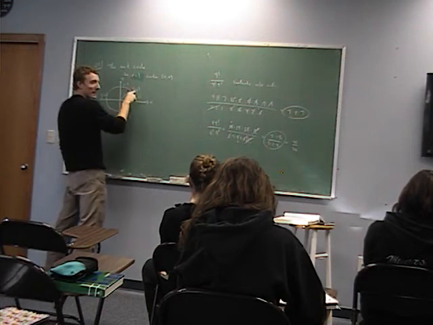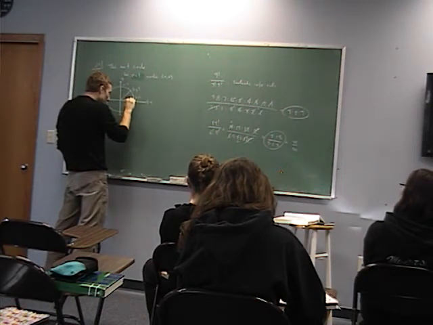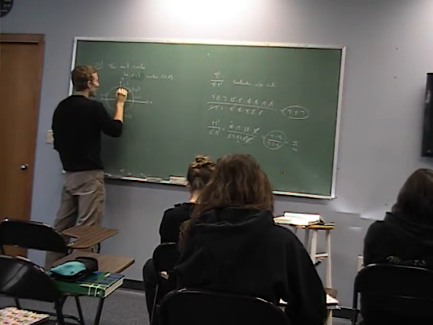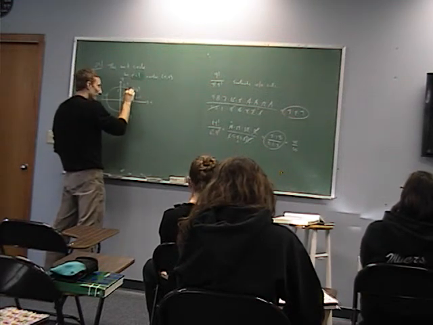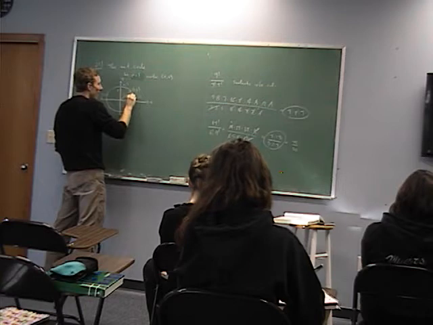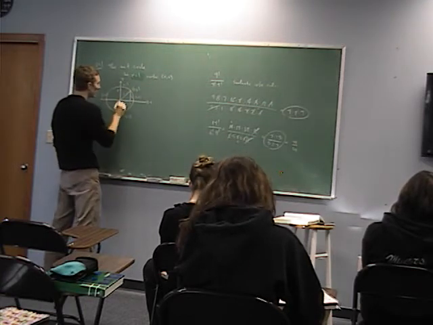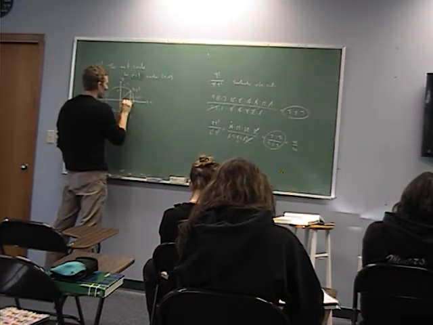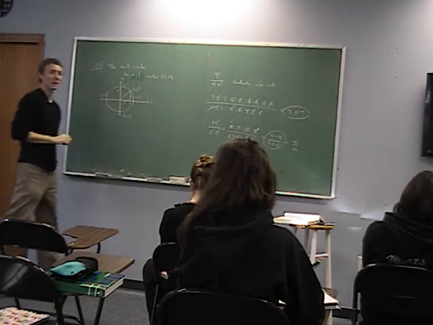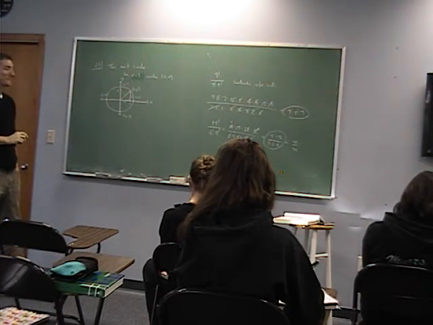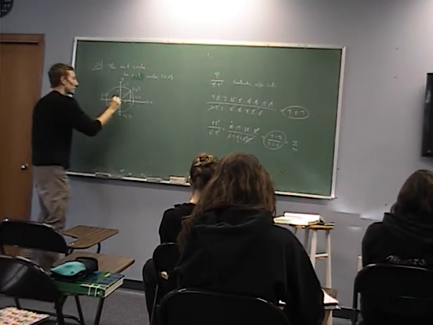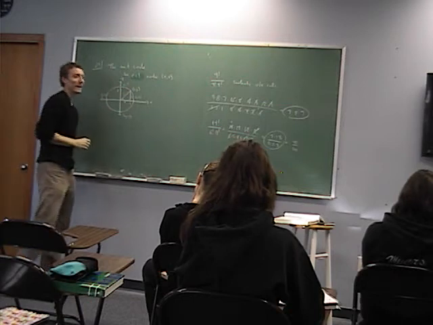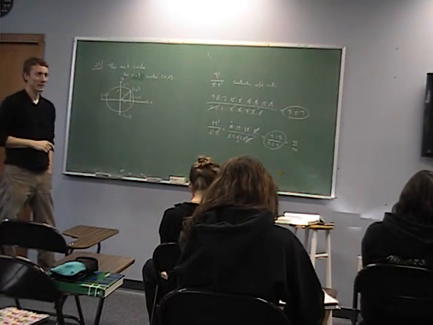Now, if this point is (x, y), that means it's over x units and up y units, which means if I made a triangle and dropped down, I would have a height of y. And if I looked across, I would have a width of x. I can always look at my angle in here and evaluate sine, cosine, and tangent.